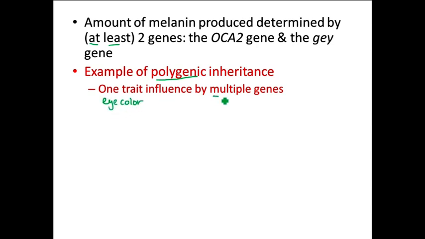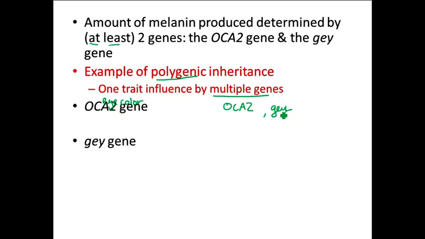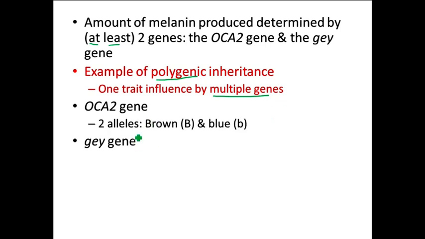Okay, and it's controlled by at least two genes, the OCA2 gene and the GEY gene. Possibly, probably more as well. Okay, so the OCA2 gene and the GEY gene. Each one of these has two alleles. So we're talking about two separate genes here.